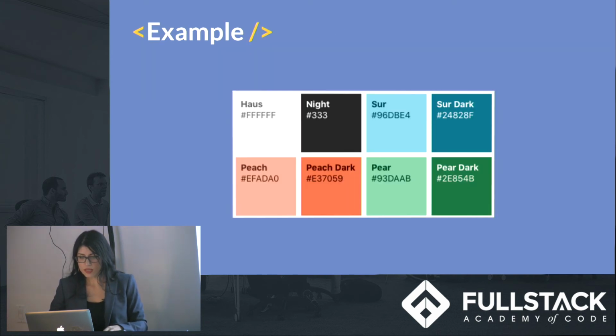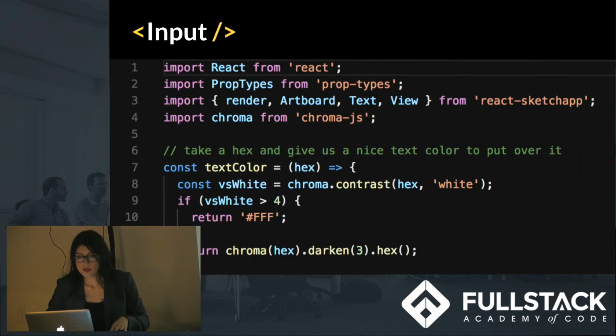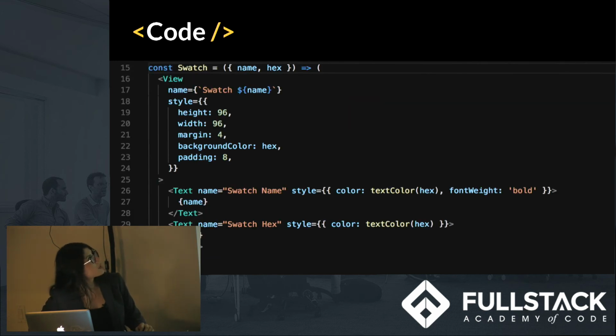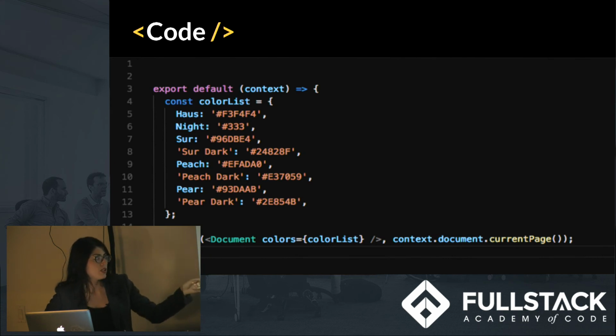So here's a swatch of colors. This is a basic example. You can note the text color, and I'm going to show you the code. Here, they import React Sketchapp and import Chroma, which is a JavaScript library for color conversions. Then in this function, textColor takes a hex code and outputs a text color based on the Chroma contrast value. In the Swatch constant, it assigns a height and a width for all the little squares and inputs the text. Then here it defines the artboard, and you can map over the little squares. And finally, you have your data in here, and it renders to Sketch.